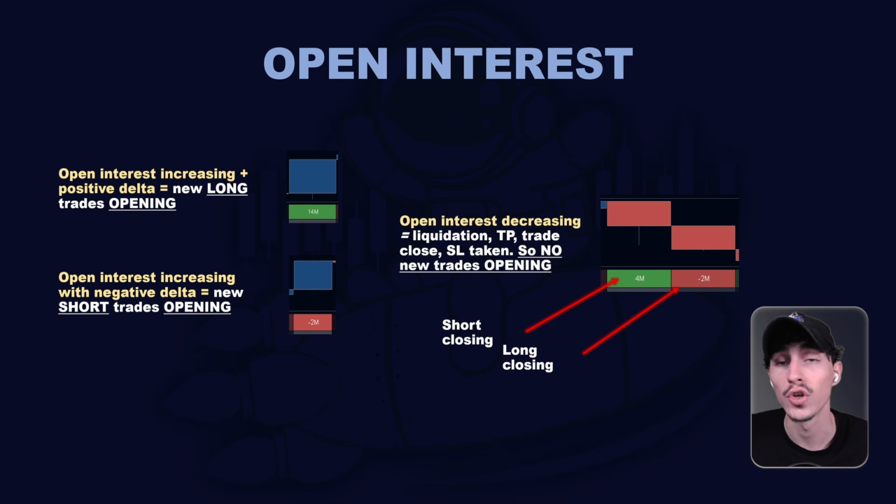Now when you have an open interest decreasing, it simply means that there are no new trades opening, these are trades closing. So it can be liquidations, take profit, trade close, stop loss hit, just no new trades opening basically. Just something to be aware of: when you have a decrease of the open interest plus a positive delta, these are shorts closing. When you close your short, you market buy basically. And when you have a decrease of the open interest plus a negative delta, these are longs closing. When you close your long, you market sell basically.